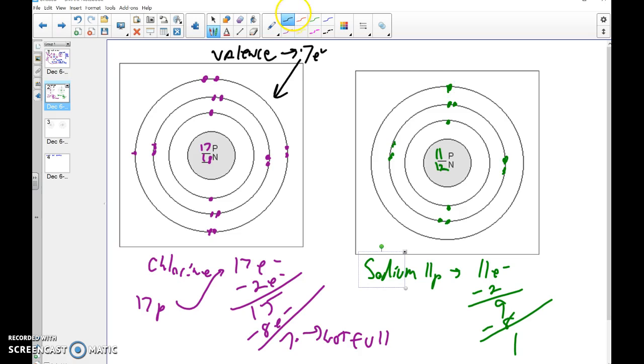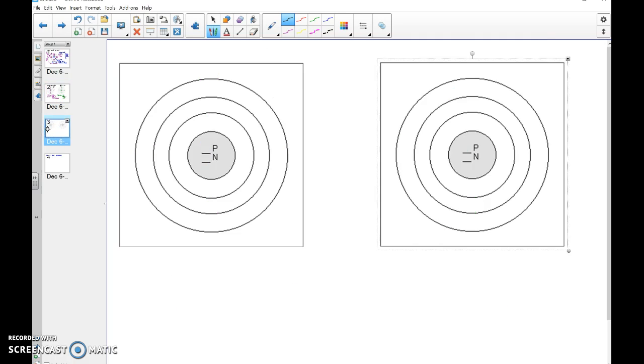So again, here I have the outer shell only has 1. It's not full, but it is still its valence. And in this case, sodium has 1 electron in the valence shell. And that's going to give sodium unique properties. So over here, we can do a couple more examples.